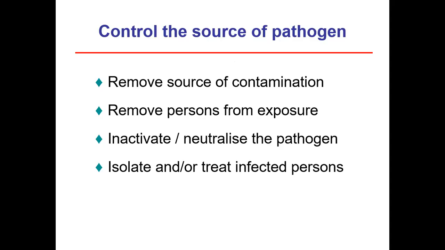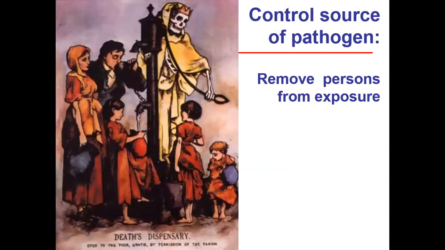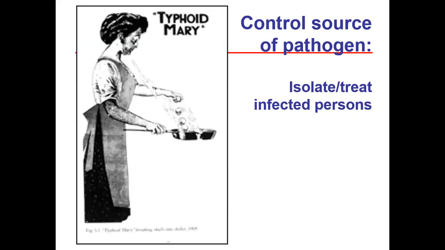Sometimes it is to remove the source of the contamination, so you might purify drinking water and so on and so forth, make sure the water is potable. Or sometimes you may just want to protect people from exposure by giving them prophylaxis or removing them from the place where they can get infected. You may want to talk of giving them vaccination. You may want to identify infected persons and isolate them while you are providing treatment, and so on and so forth.